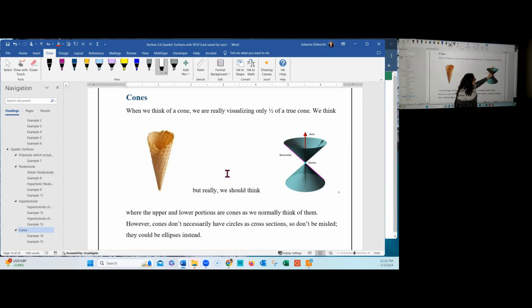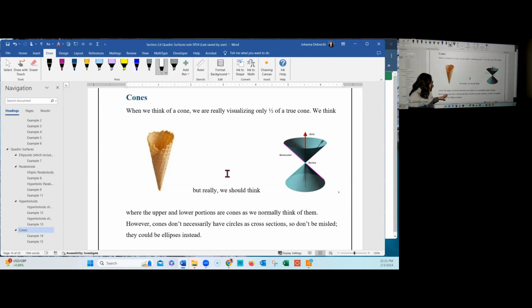And it has a line, which you can see visualized here in pink, along the edge that generates it by swinging around in a circle like this. And it generates a double napped cone. What we typically think of is half of a cone, which is just one nap of it, which looks like a waffle ice cream cone right here.